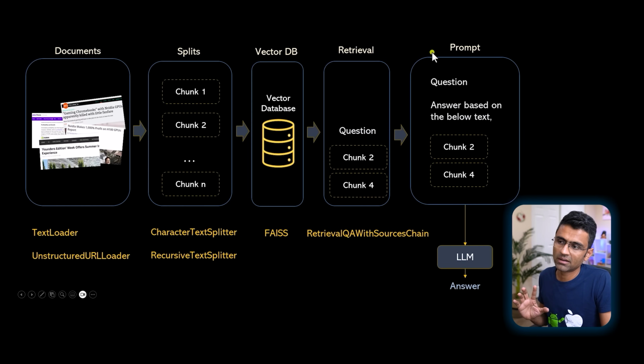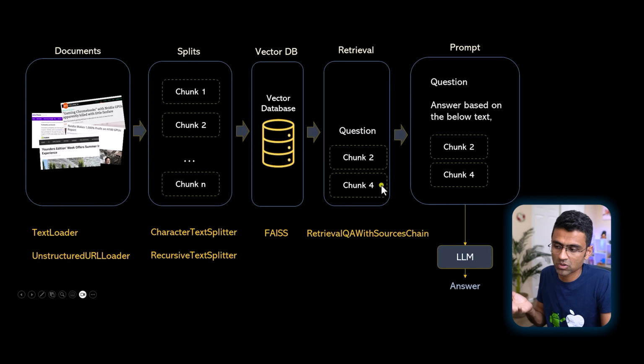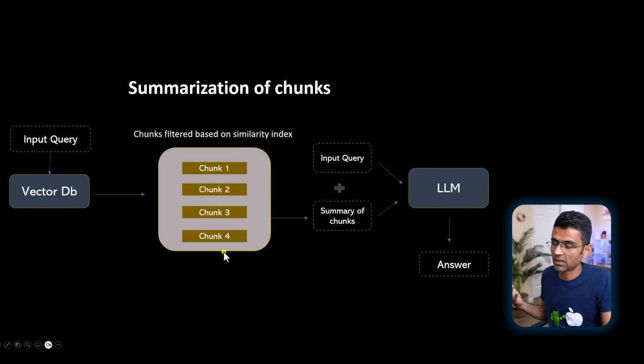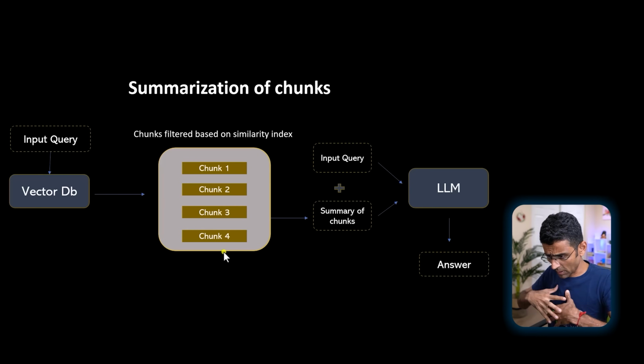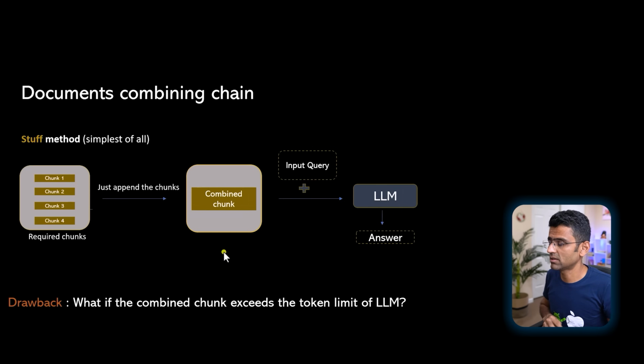Now when you think about combining these chunks, see here what we did is whatever chunks you get, you put all of them in one single prompt. Here I got chunk number 2 and 4, but actually I might get more chunks. Let's say I got 4 chunks and the combined size of these chunks is more than the LLM token limit. Then that is the drawback of this method. This method is called, by the way, the stuff method.